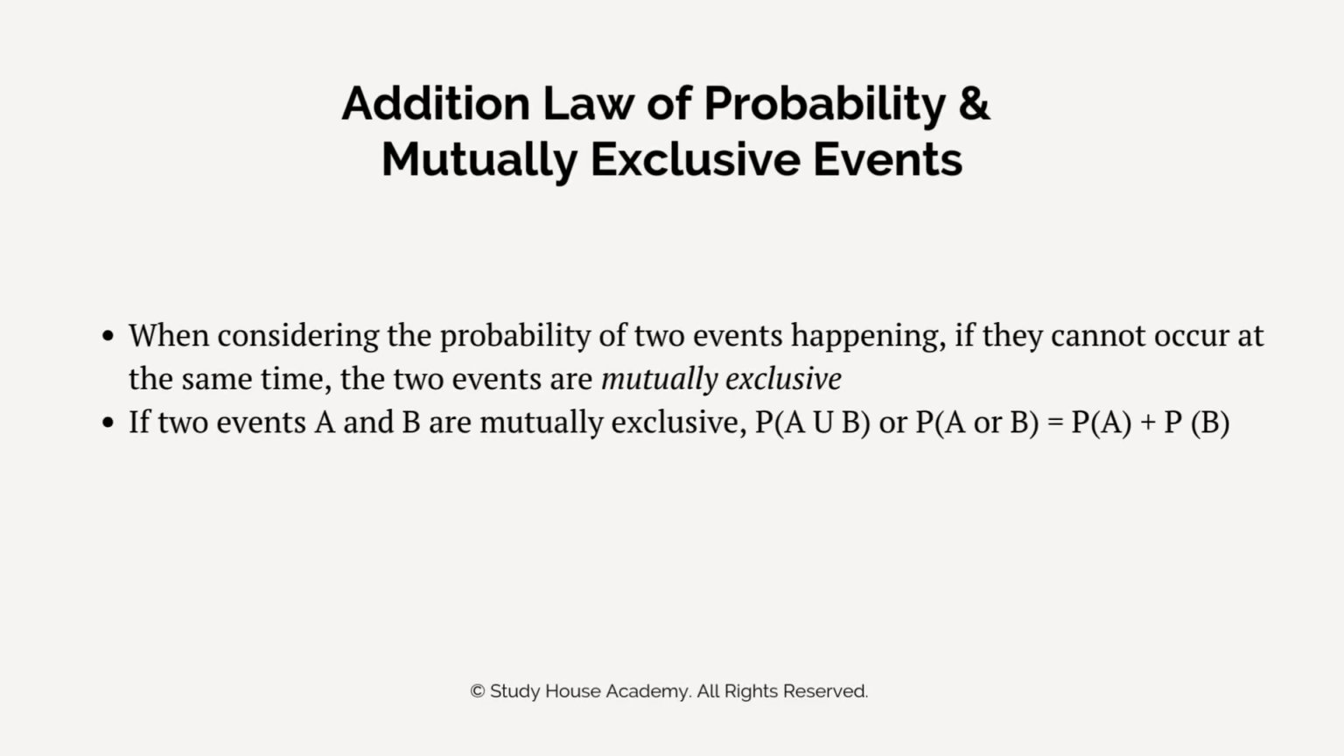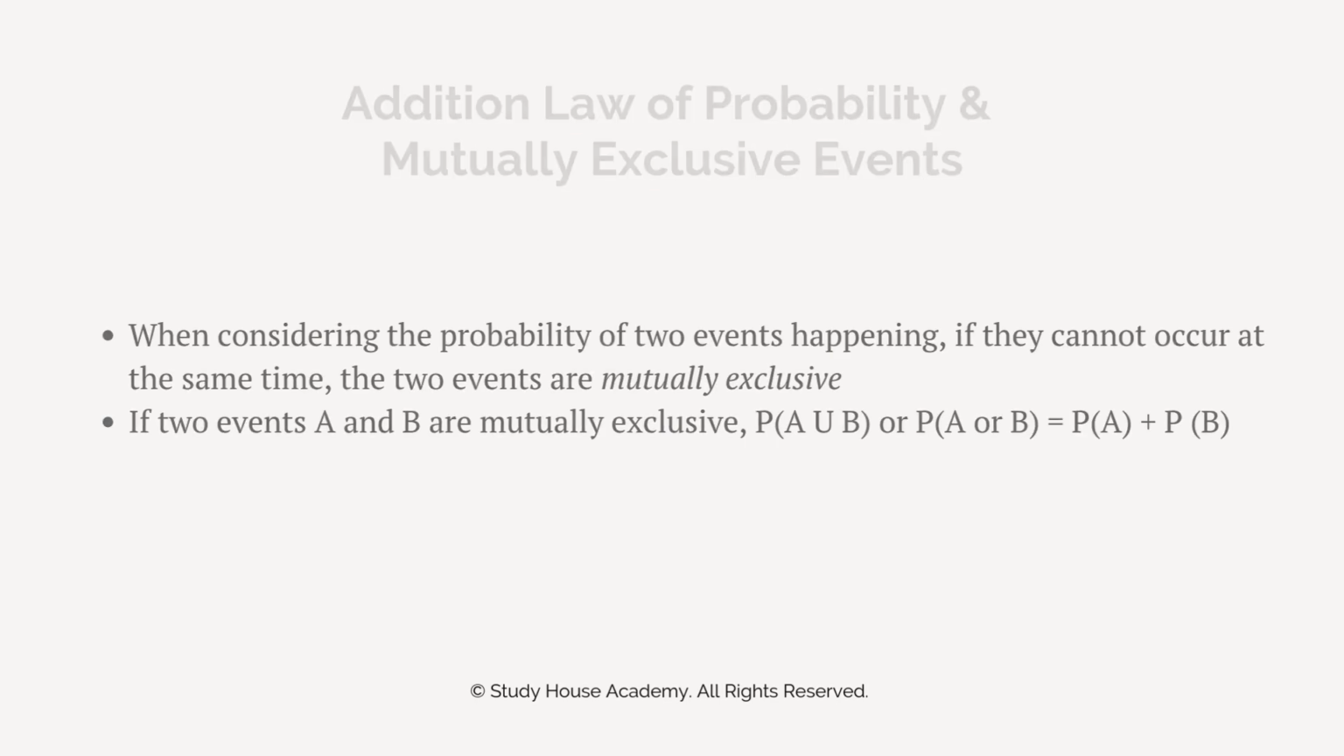Now, let's move to the addition law of probability. When considering the probability of 2 events happening, if they cannot occur at the same time, the 2 events are mutually exclusive. The formula is simple: P(A or B) equals P(A) plus P(B).